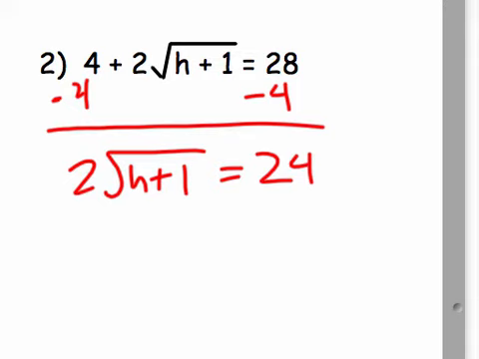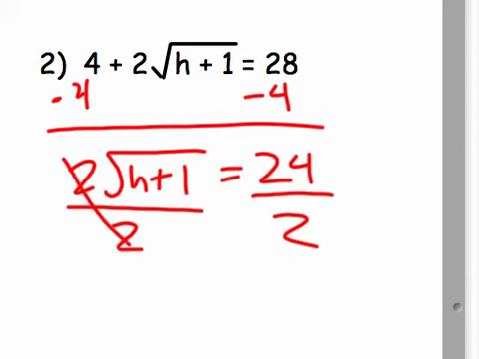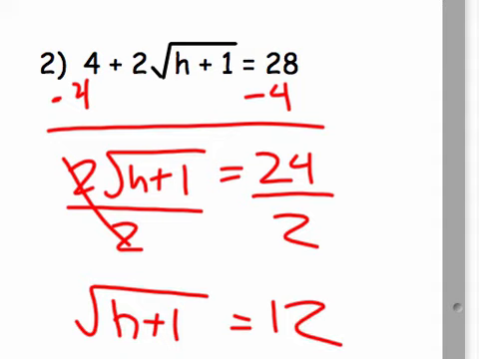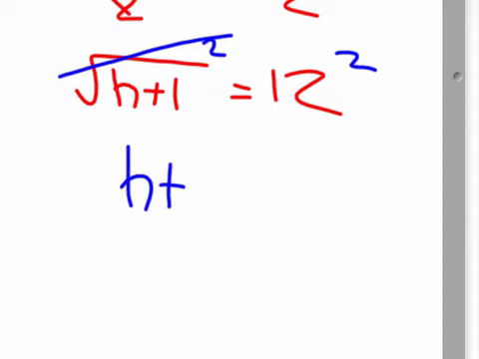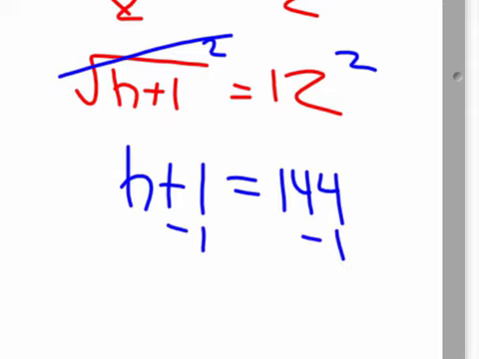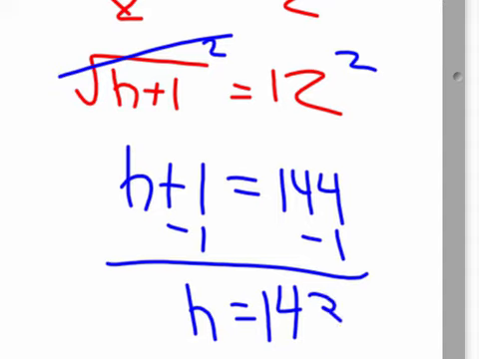Okay, I still want to get that square root by itself, so I'm going to divide by 2 to get rid of that 2 out here. And I'm left with the square root of h plus 1 equals 12. And just like we talked about, the inverse of square rooting, to get rid of that square root, is squaring. And whatever I do to one side, I do to the other. So the square root and the square cancel. I'm left with h plus 1 equals 144. And we subtract 1 to give ourselves 143.